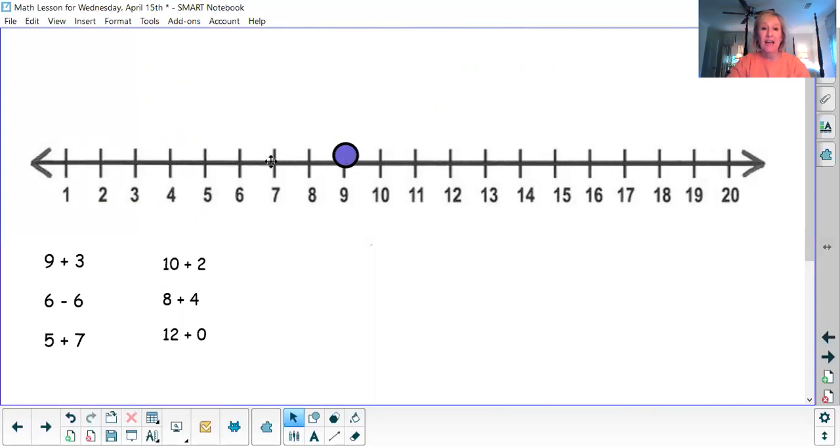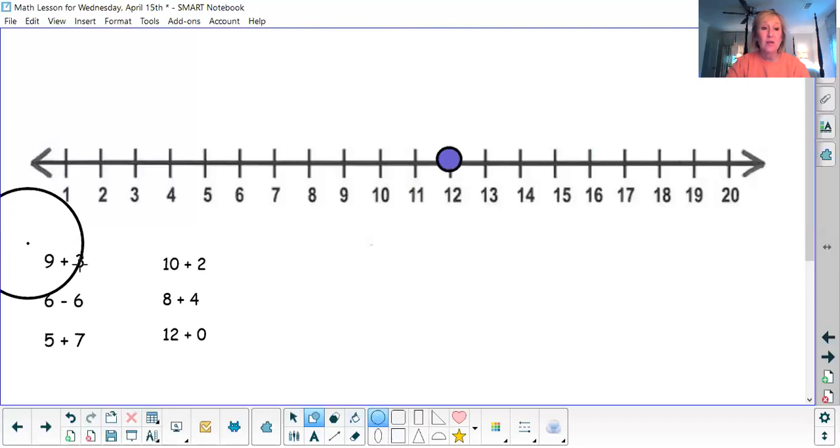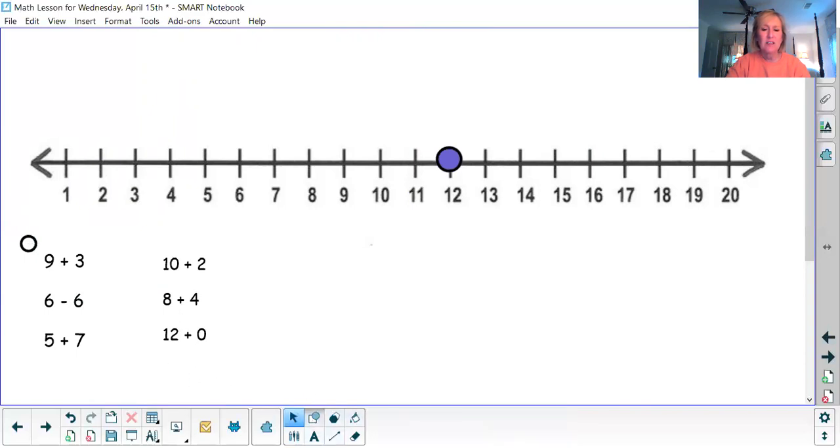So I'm starting with 9, we're going to add 3. 9 plus 1, 2, 3. Where did I land? I think that's a 12. So 9 plus 3 does equal 12. So I'm going to circle. Whoa! I don't like that circle. Let's try this one. That's a little bit better. Okay, so we would circle 9 plus 3 because yes, it does equal 12. Let's go to the next one.